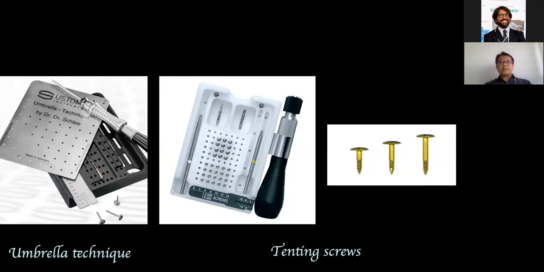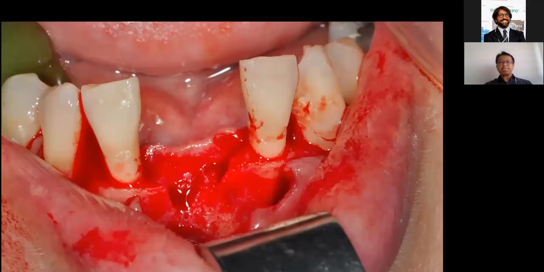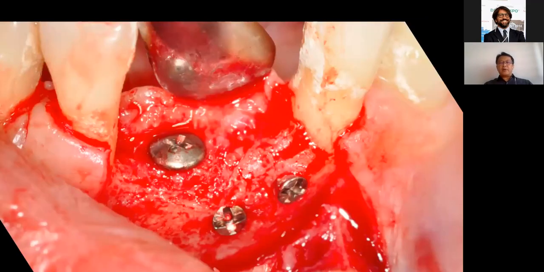However, in recent years, I think there is an interest in this technique called the umbrella technique. Essentially, the tenting screws act like an umbrella. The head is a lot bigger, so it provides support for the soft tissue, preventing it from collapsing. So whether you have a case like this, where you have a V defect with a through and through to the lingual, well, same thing with the tenting screws. We can prop it up.